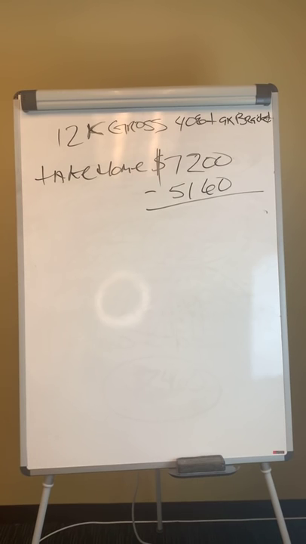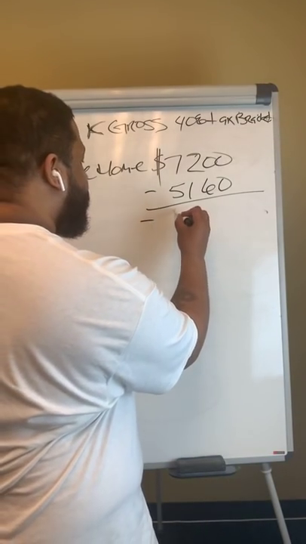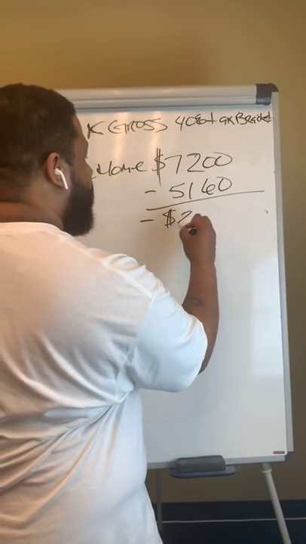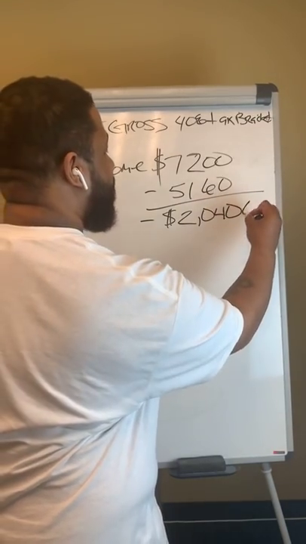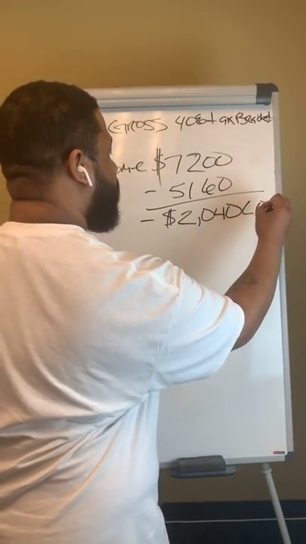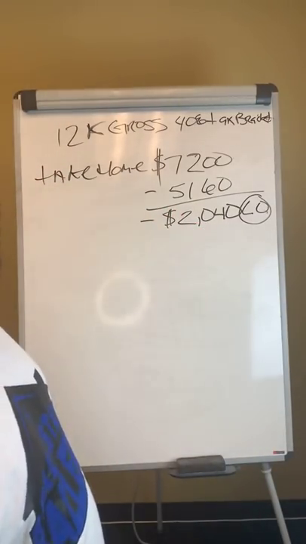Whiteboard out. Shout out to Lindsay. No, we ain't talking about your realtor Roxy. We ain't talking about that. So he's got 2,040 left over. He got 2,040 a month left over. That's all he got, right?